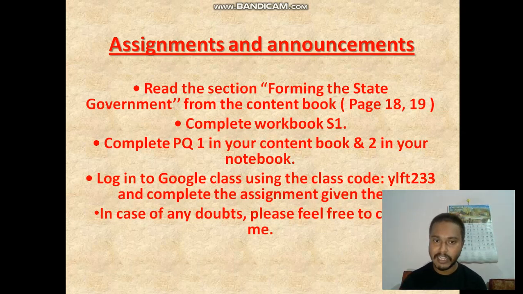Log into your Google Classroom. There is one assignment given. In case of any doubt, please feel free to call me. The assignment is regarding the constituency and the member of legislative assembly, MLA. Who is the MLA of your constituency? That one is posted in the Google Classroom.